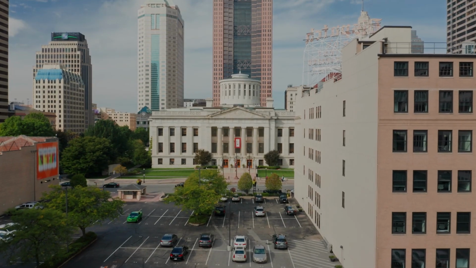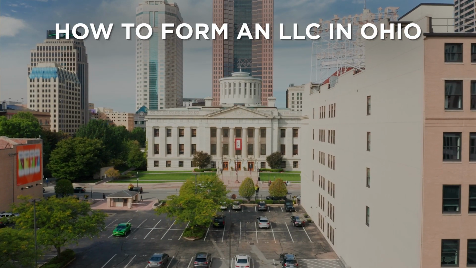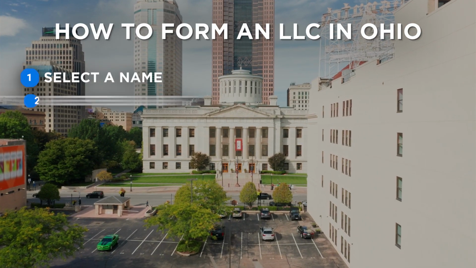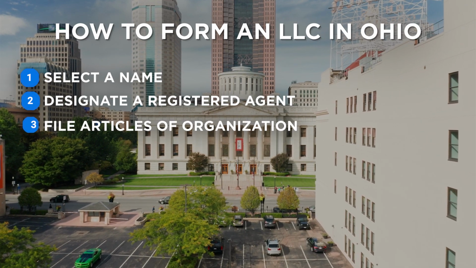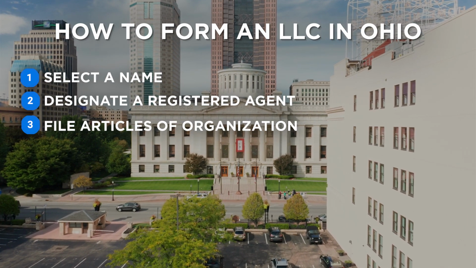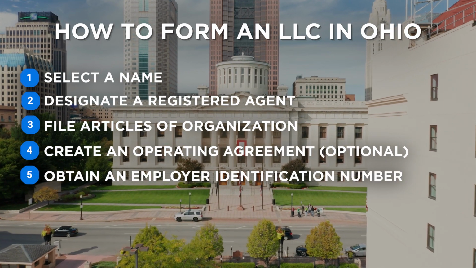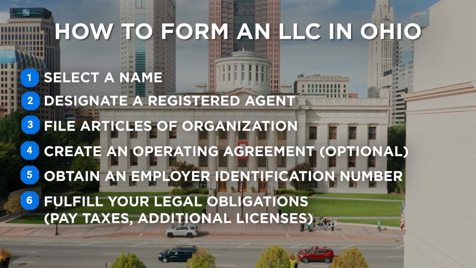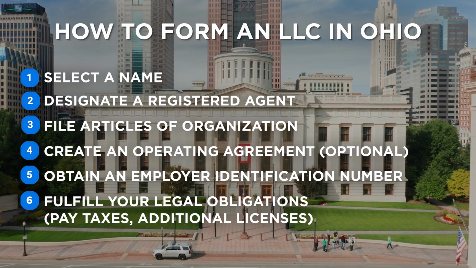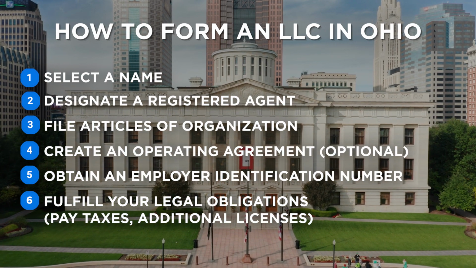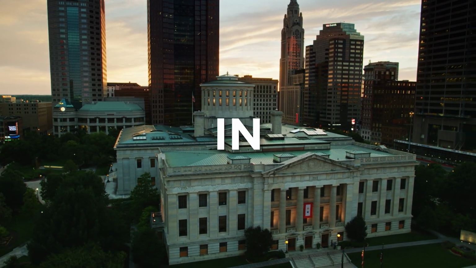So, to sum it up, how to form an LLC in Ohio. 1. Select a name. 2. Designate a registered agent. 3. File Articles of Organization. 4. Create an operating agreement. 5. Obtain an employer identification number. 6. Fulfill your legal obligations, particularly relating to registering for taxes and applying for any additional licenses you may need. By following these steps, you can form an LLC in Ohio.